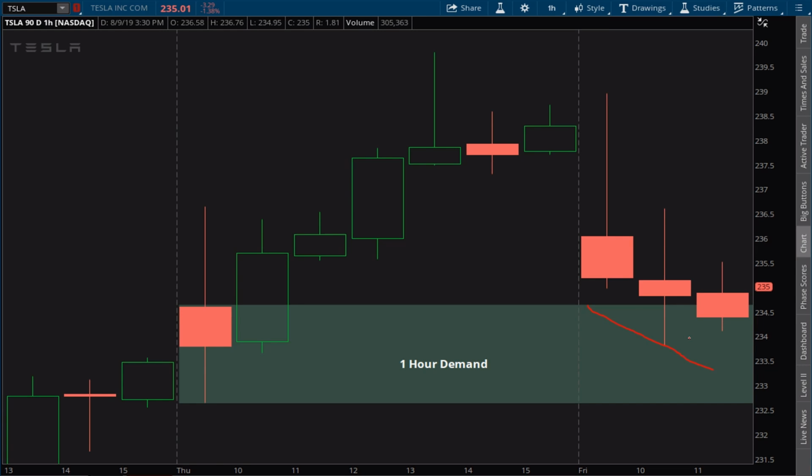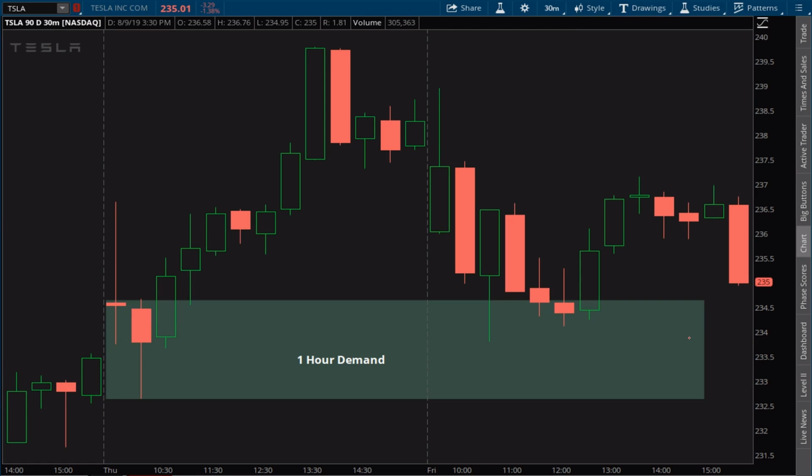But if you were to go to a smaller time frame, let's say a 30-minute chart, look what happens. We come down, right? But look, we're basing out right here, right? So we could have another demand here. And we get a nice bounce, a higher high, and we make a nice strong move to the upside, right? This is on a 30-minute chart compared to a 1-hour demand zone.